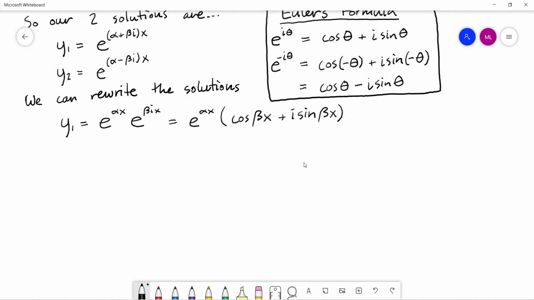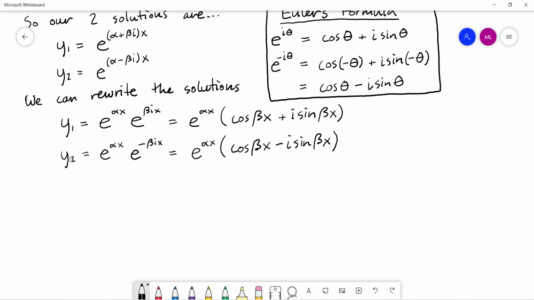And here is what y2 would look like. It's similar, but remember, its only difference was it had a negative sign in front of the imaginary part, so it's going to be e to the negative beta i x. And we just saw what happens when we use the negative version of this. We get this expression down here. So I'm going to have my e to the alpha x, and I'm pulling that out, and I'm going to get cosine of beta x minus i sine of beta x.